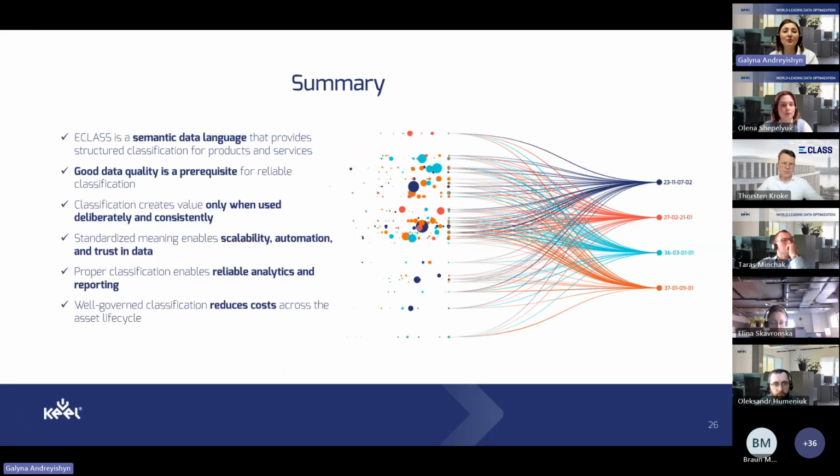Well, today we talked about ECLASS as a practical engineering tool. ECLASS is not just a classification system, as you can see. It is a semantic data language that enables structure, compatibility, and trust. But structure alone is not enough. Good data quality, clear engineering decisions, and governance are what turn classification into real value.